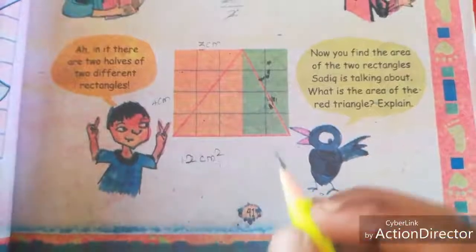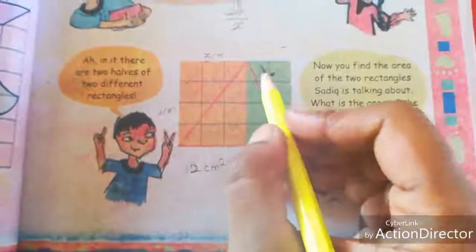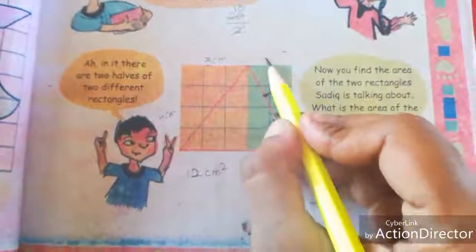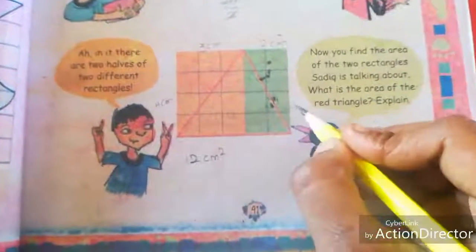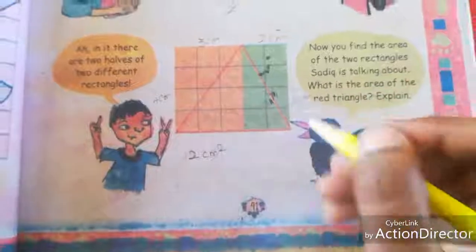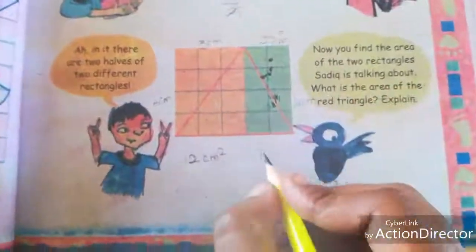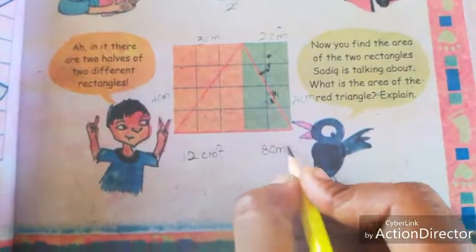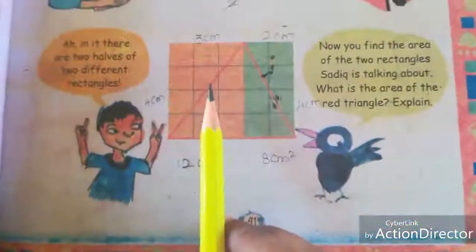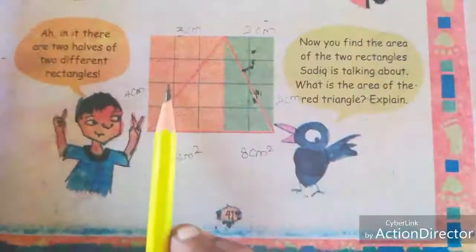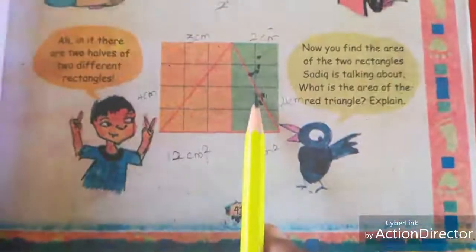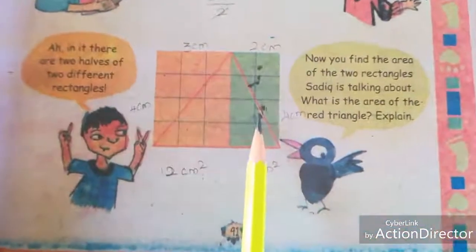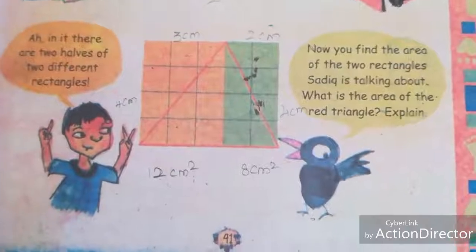The area of the orange rectangle is 12 centimeter square. And then the green rectangle is 1, 2. Breadth is 2 centimeter and length is 1, 2, 3, 4 centimeter. So here L into B, 4 2s are 8 centimeter square. So the area of the orange rectangle is 12 centimeter square, and the area of the green rectangle is 8 centimeter square.